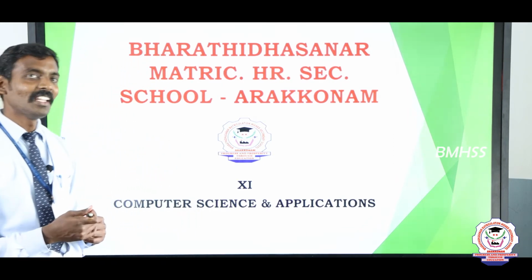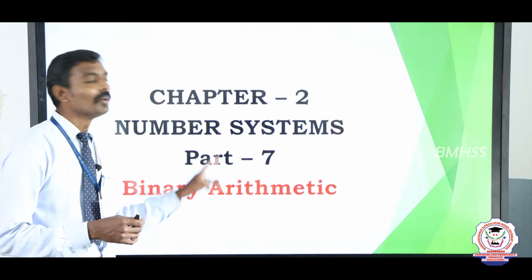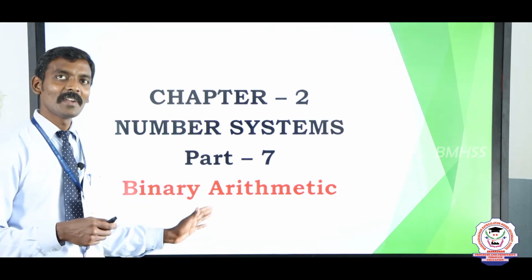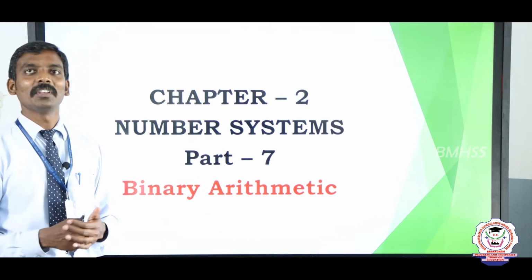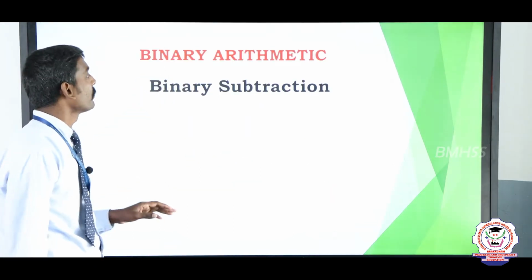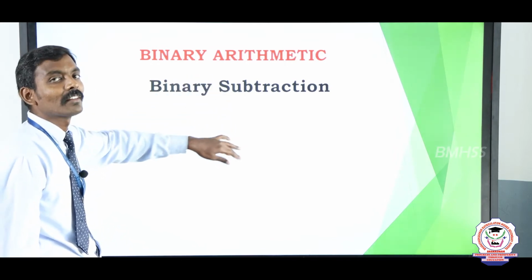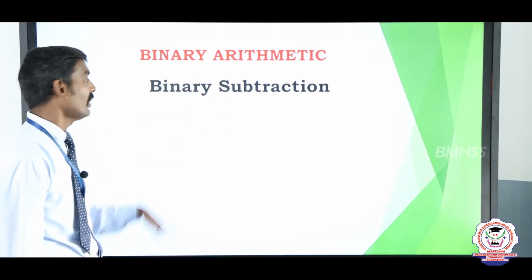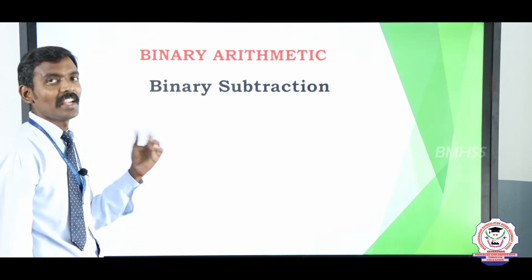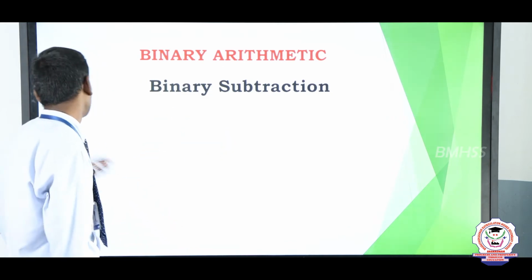Now we are going to see, in 11th standard Computer Science and Applications, Chapter 2, Number Systems. In this part, we are going to see binary arithmetic. In this binary arithmetic, specifically we are going to see binary subtraction. In this topic, we have some formula similar to binary addition. Now we are using the binary subtraction formula.